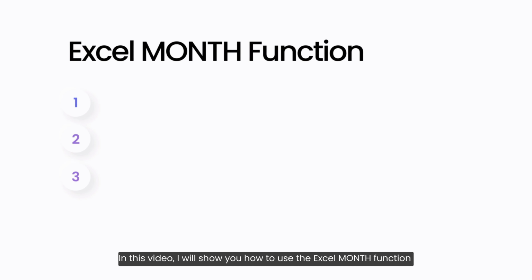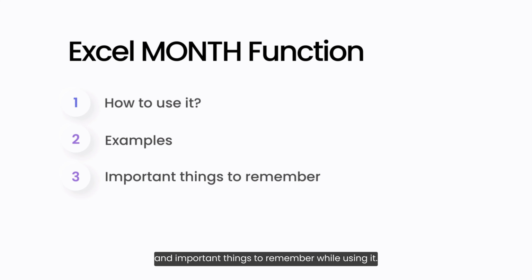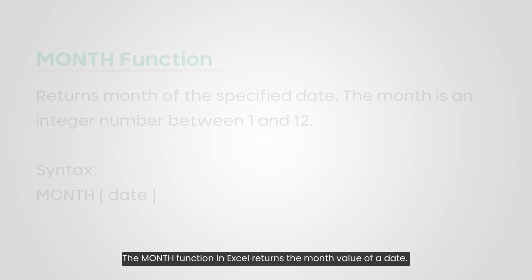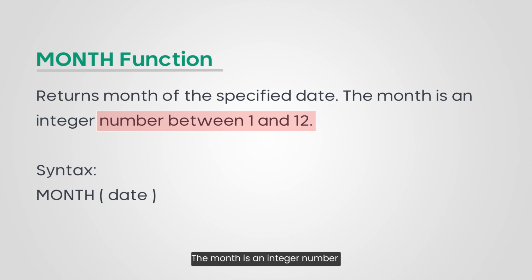In this video, I will show you how to use the Excel month function along with some examples and important things to remember while using it. So let's get started. The month function in Excel returns the month value of a date. The month is an integer number between 1 for January and 12 for December.